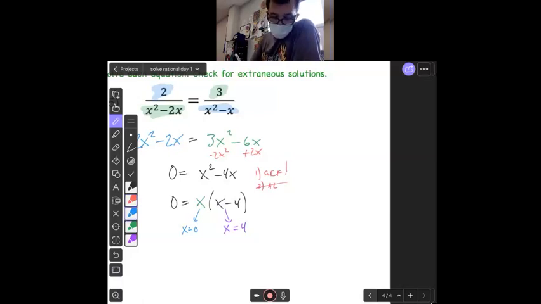So checking 0. So 2 over 0 squared, of course, is 0. 2 times 0 is 0, so 0 minus 0. And 3 over 0 squared minus 0. And checking 4. 2 over 4 squared is 16, minus 2 times 4 is 8. 3 over 4 squared is 16, minus 4.